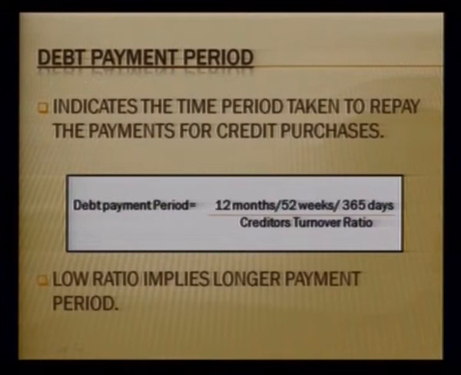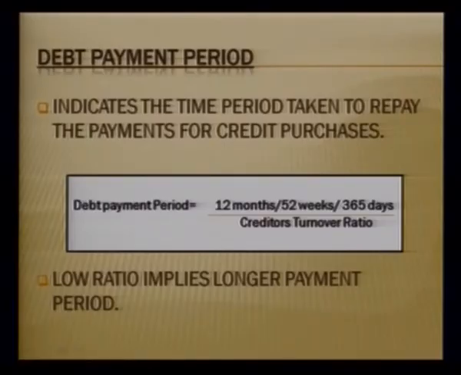Now, we have the debt payment period. Here we are required to compute the period in which the payments for the credit purchases are being made to the outsiders. That means how long the business is taking to pay off its debts. So, a low ratio would imply that you are taking a longer payment period. That means the business is taking more advantage of the credit purchases that it has made. Again, the process of computation remains the same depending upon whether you compute it in terms of days, months or weeks. So, the numerator is exactly the same, 12 months or 52 weeks or 365 days upon the creditors turnover ratio.